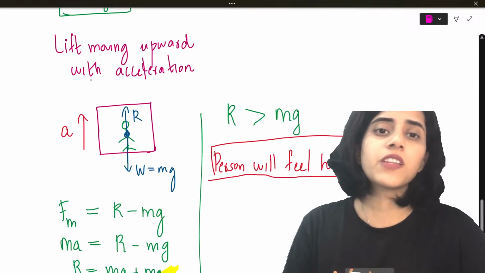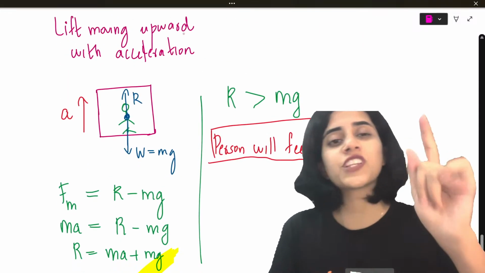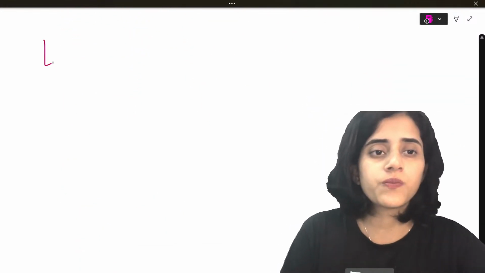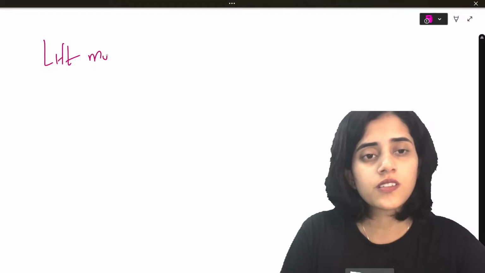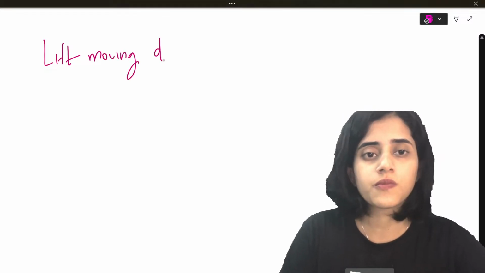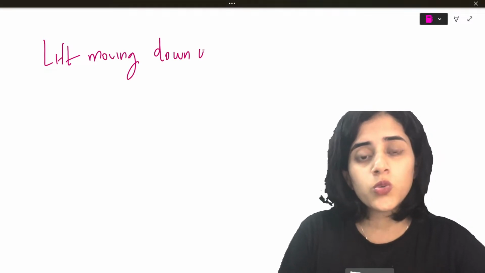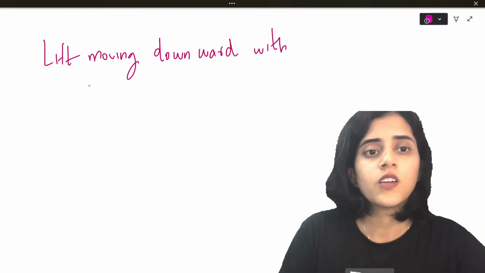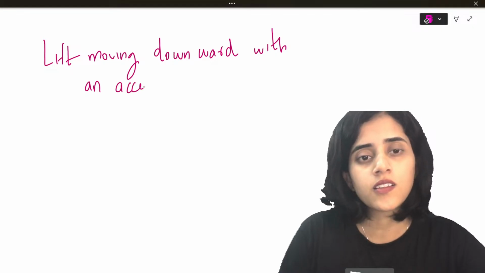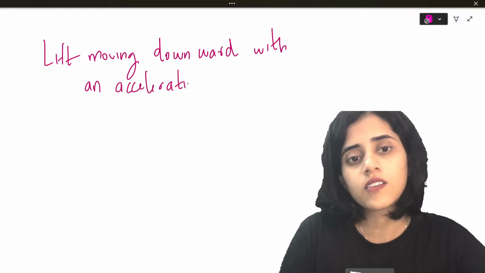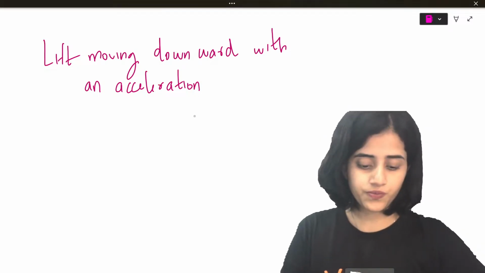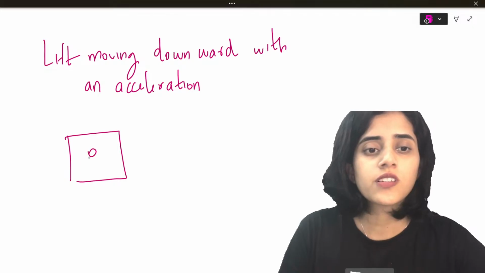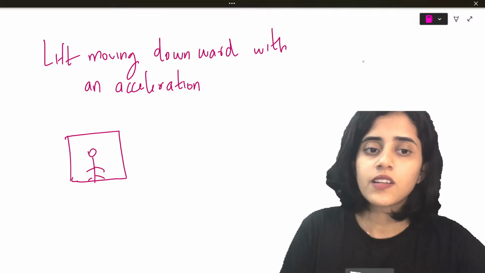Next case will obviously be the opposite of this. Lift is moving downwards with an acceleration. Lift moving downward with an acceleration. So let's draw the lift. You are standing inside the lift.